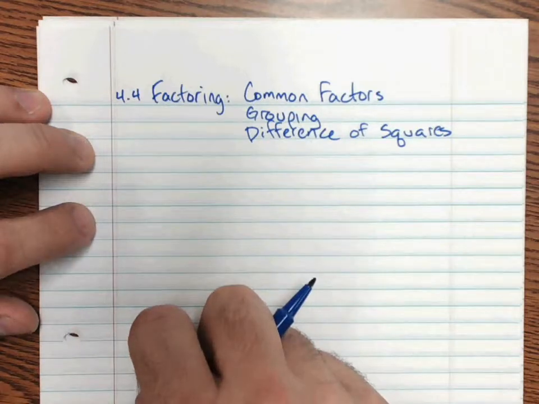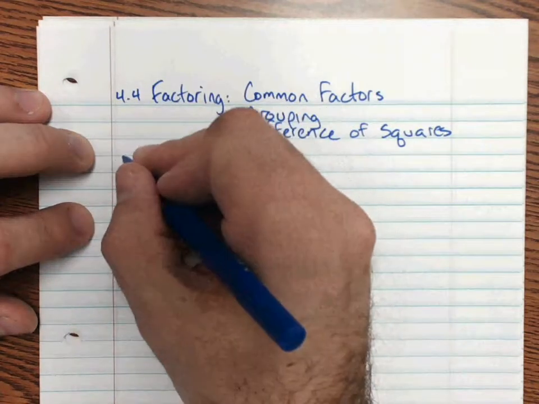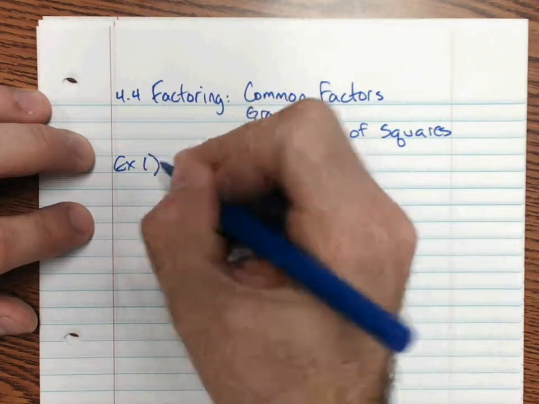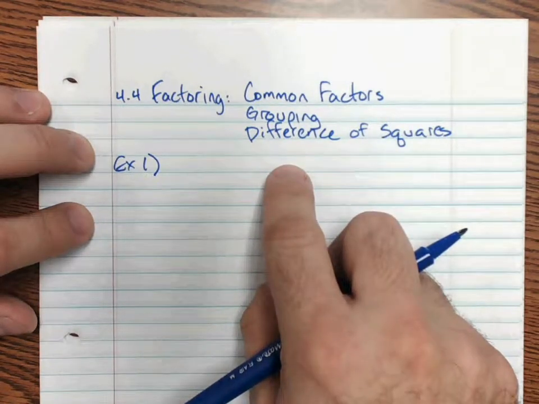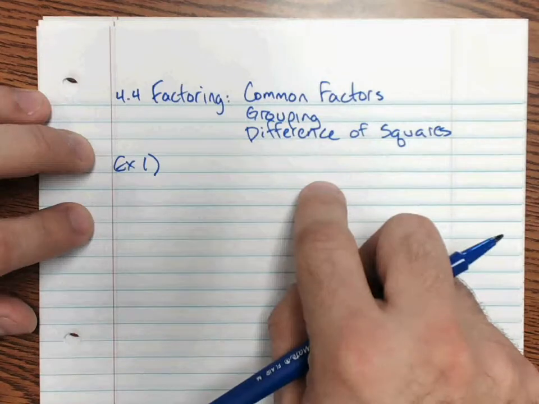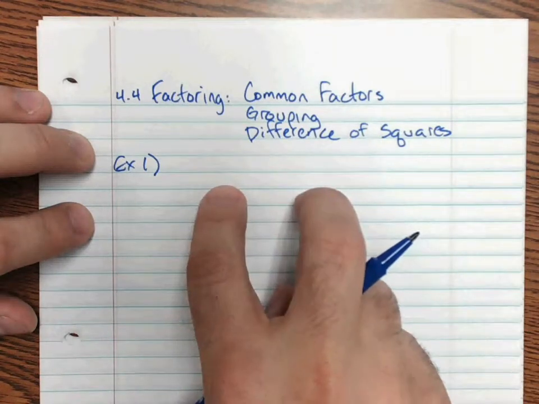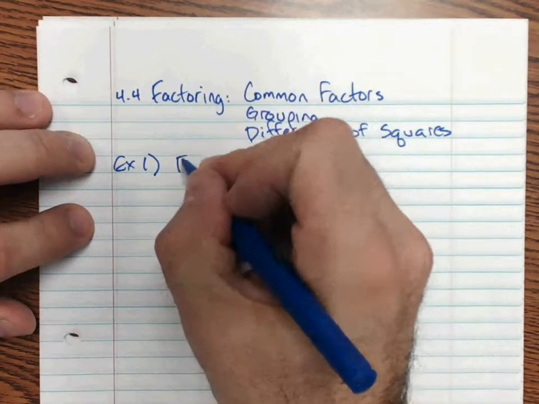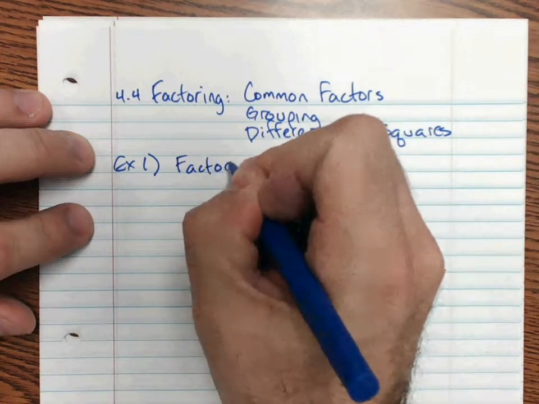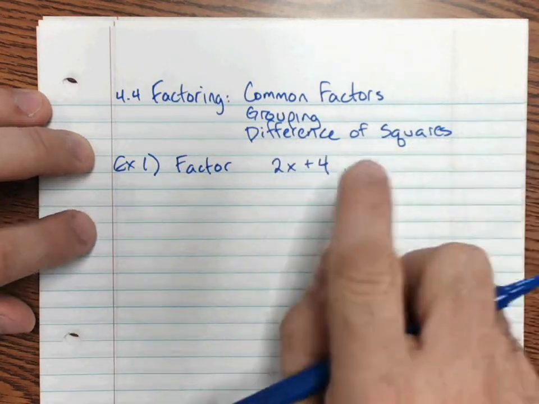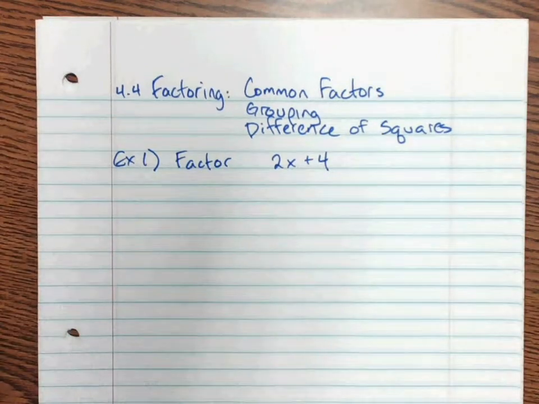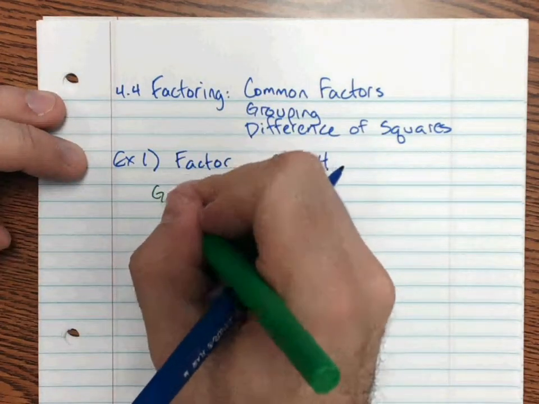It's the process of breaking up products into different factors or smaller factors. Two things that multiply together. So the first thing we're going to do is just a little warm up, and we're going to factor 2x plus 4. Now in this case what we're looking for is a greatest common factor, or a GCF.